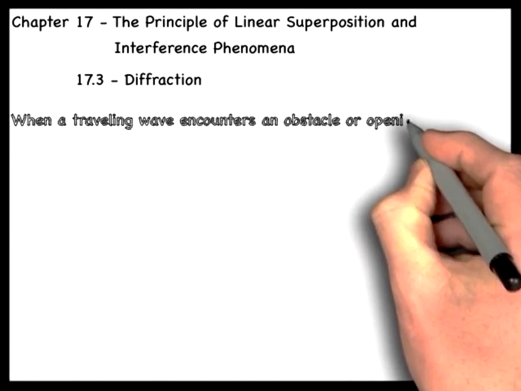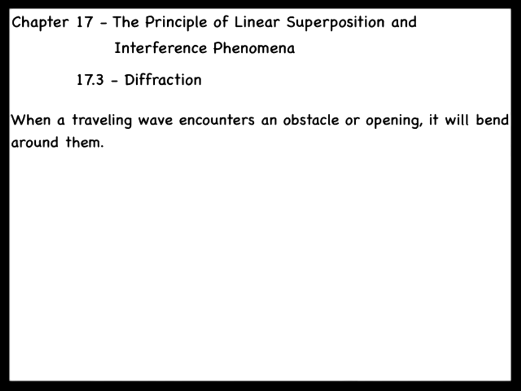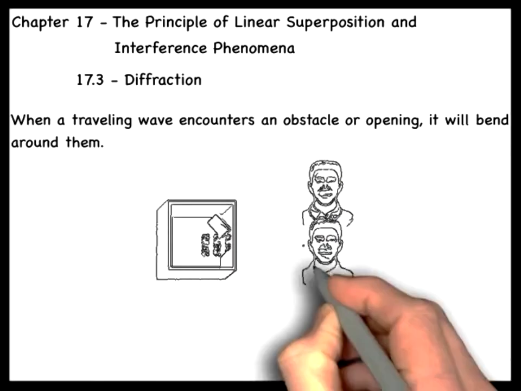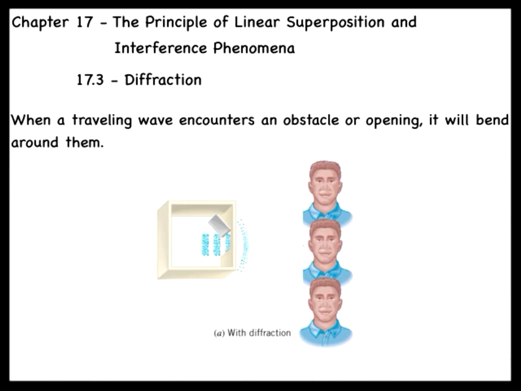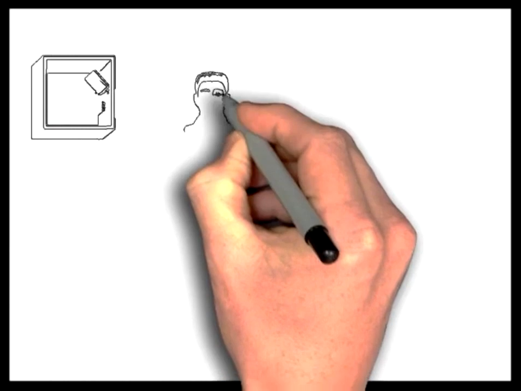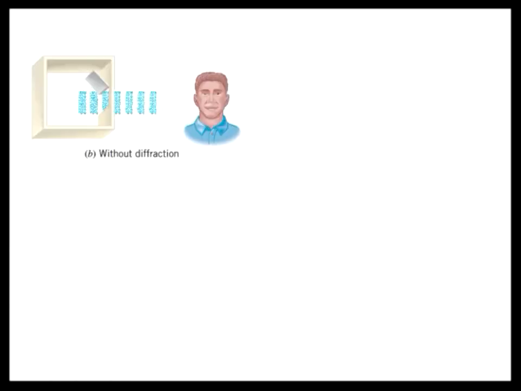When a traveling wave encounters an obstacle or opening, it will bend around them. Take, for example, as the figure shows, a stereo speaker producing a sound wave inside a room with an open doorway that is propagating from left to right. As the wave fronts produced by the speaker reach the open doorway, they bend around its edges. If such bending did not occur, sound could be heard outside the room only at locations directly in front of the open doorway, as Part B of the drawing suggests, assuming that no sound is transmitted directly through the walls.